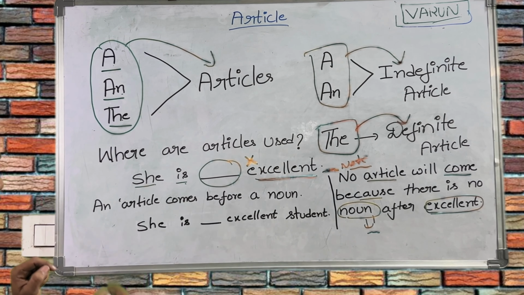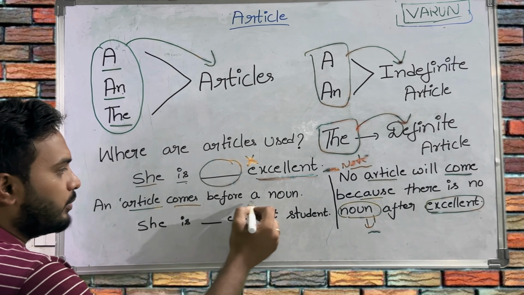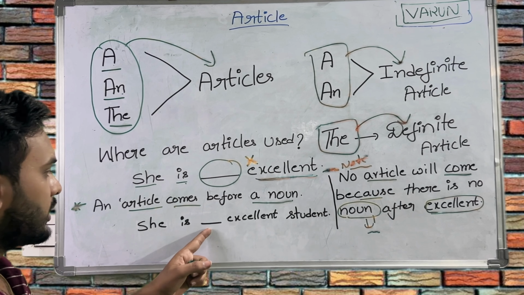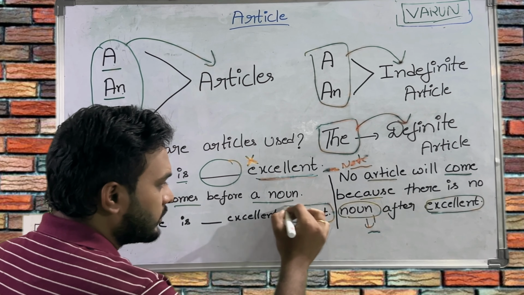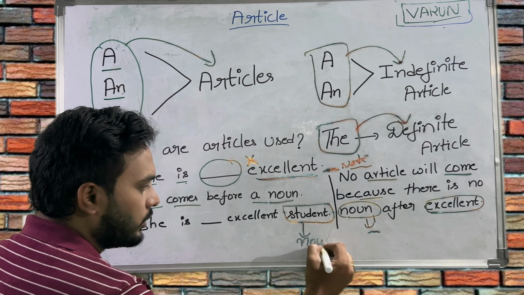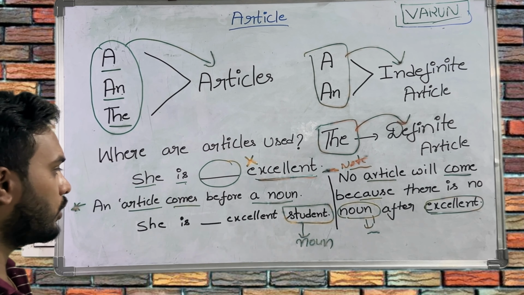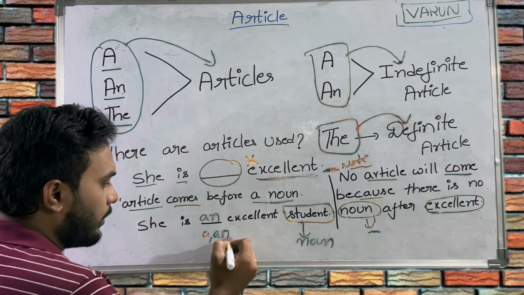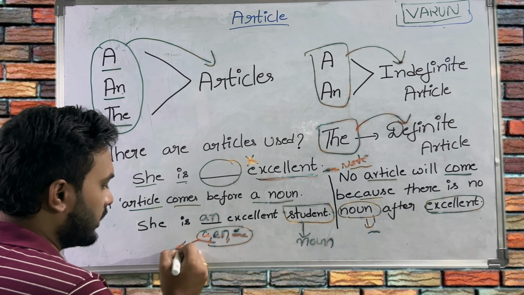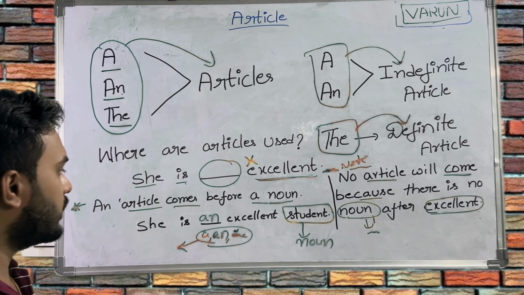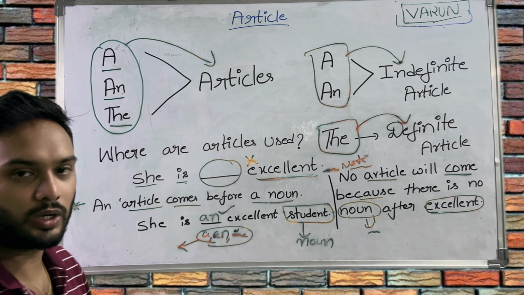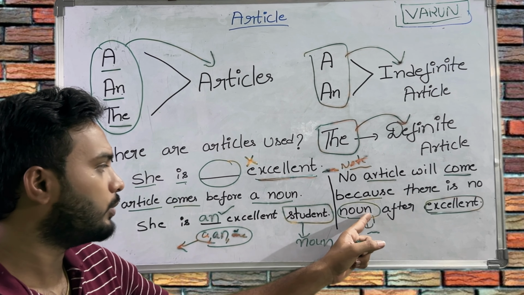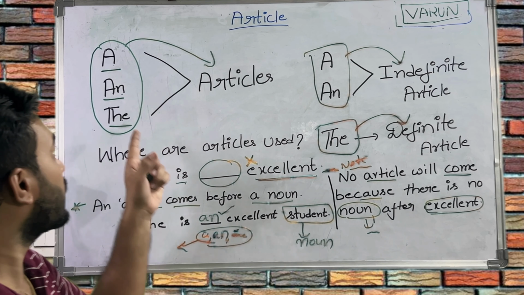An article comes before a noun. This is an important point. C is an excellent student. Student is the noun, so here it will be an. How it will be a, how it will be an, how it will get the, we will discuss in further classes. As of now, we are using the article: C is an excellent student. The thing was, no article will come because there is no noun, so a noun should be placed after excellent. Without a noun, articles cannot be used.